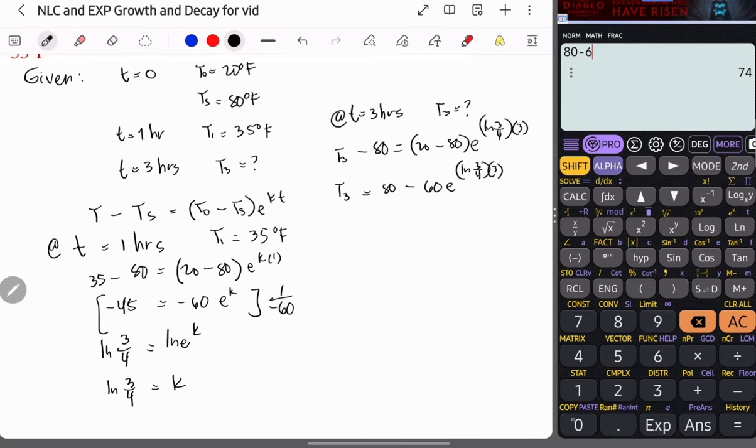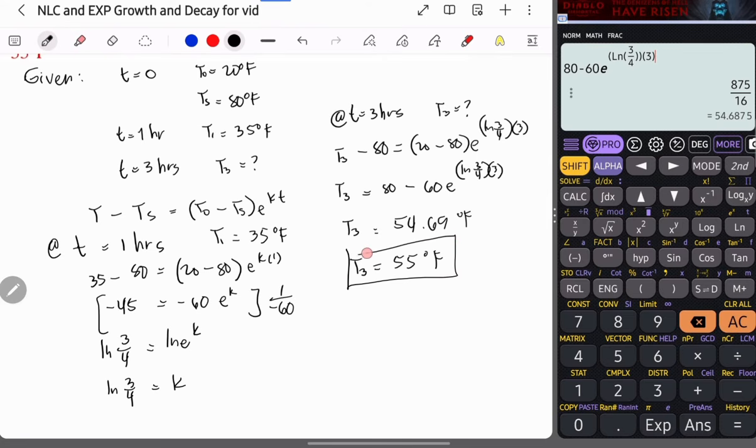80 minus 60 e to the ln 3/4 times 3. Answer is 54.69 degrees Fahrenheit, or approximately equal to 55 degrees Fahrenheit. So that is the temperature after 3 hours.